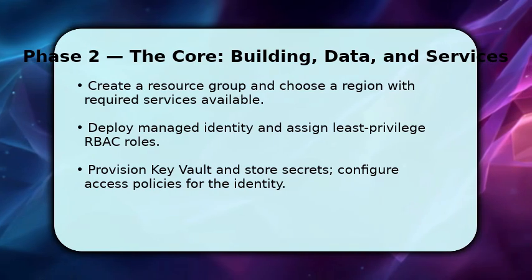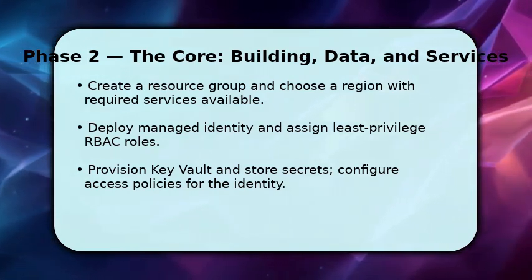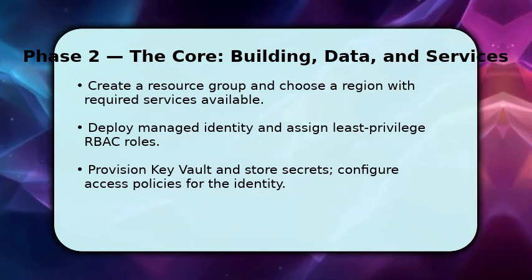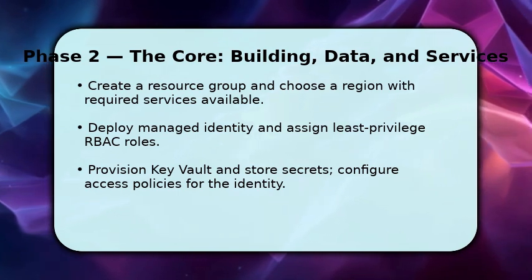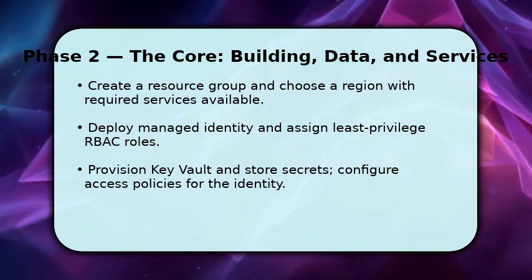Now you deploy the core components. Create a resource group in a supported region because proximity reduces latency and potential service limits. Then provision a user-assigned managed identity and immediately assign least privilege RBAC roles. Grant only what the Latch process needs.